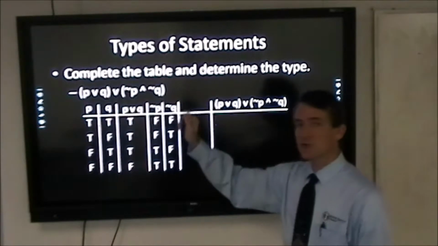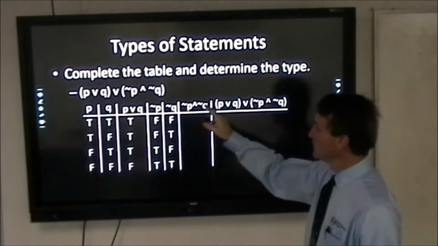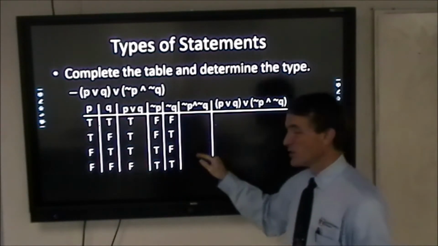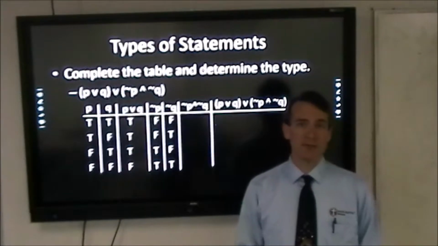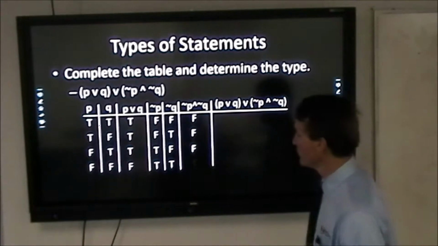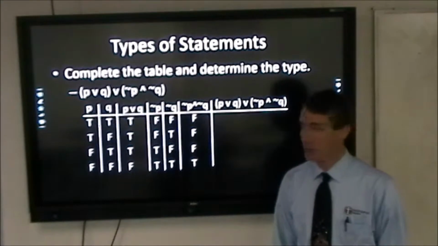Then I can put those two statements together. So the negation of P and the negation of Q. So I look at these two columns here. In order for it to be true, both statements have to be true. The only time that happens is in that final row there. So the first three rows are false and the last row is true.